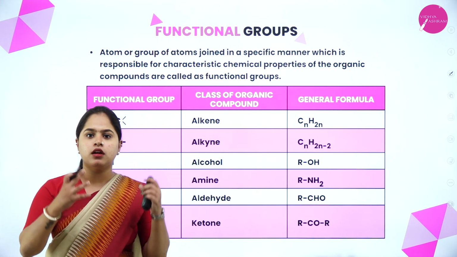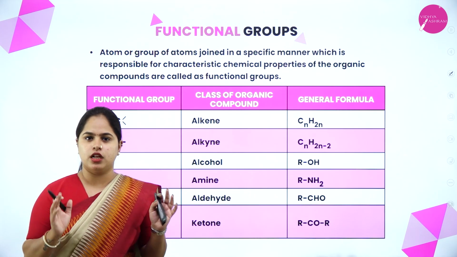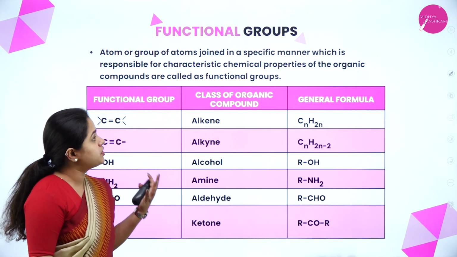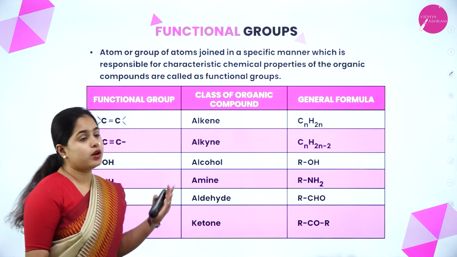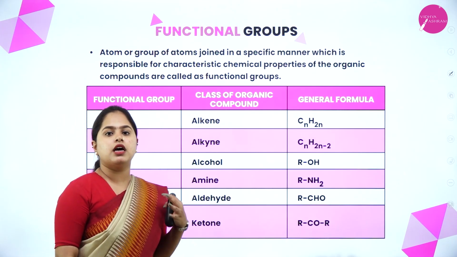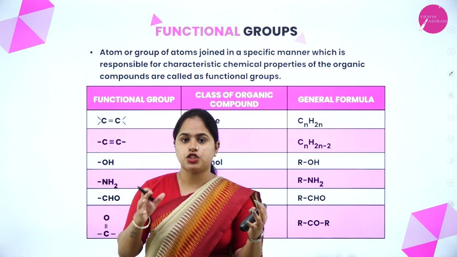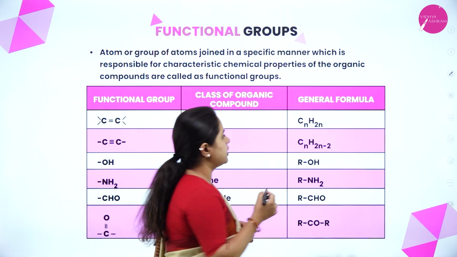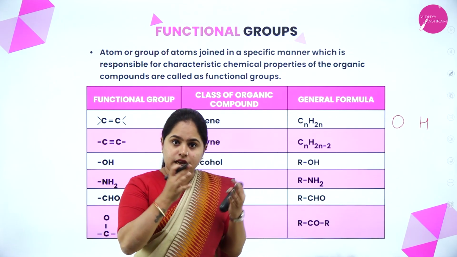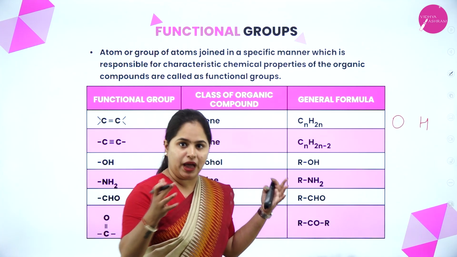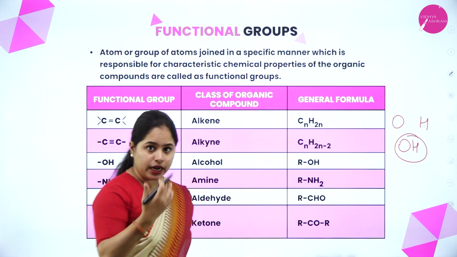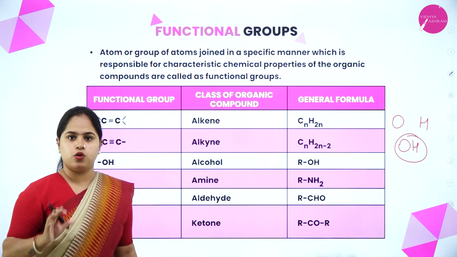As you can see, it is a group of something, right? Functional groups. Okay, let's see. Atom or group of atoms joined in a specific manner, which is responsible for characteristic chemical properties of the organic compounds. Okay, that means there are certain functional groups, which is actually a group of atoms. Let's consider oxygen and hydrogen. They are two atoms. If they combine together in a specific manner, they form OH. Now this OH, which is called the hydroxyl group, is a functional group.